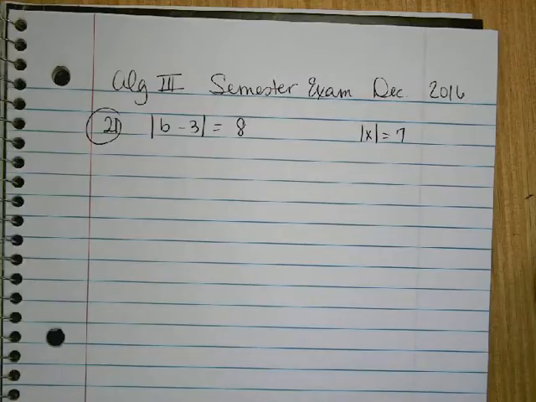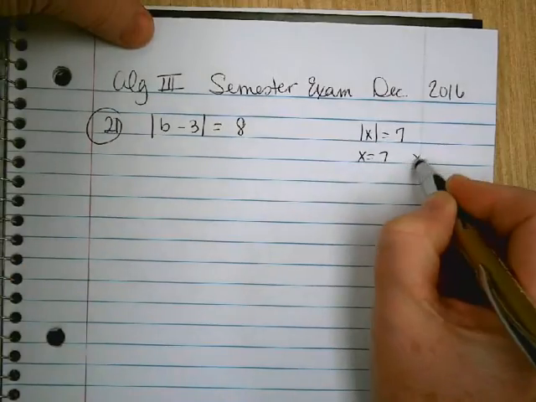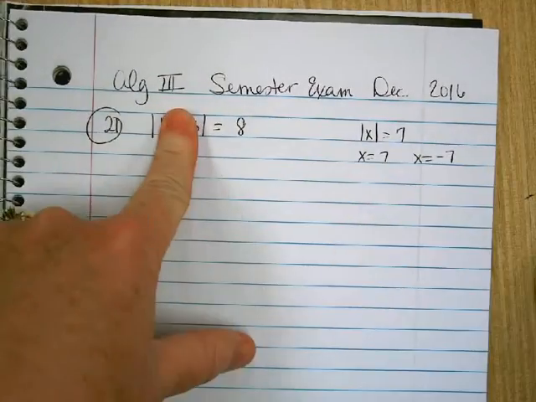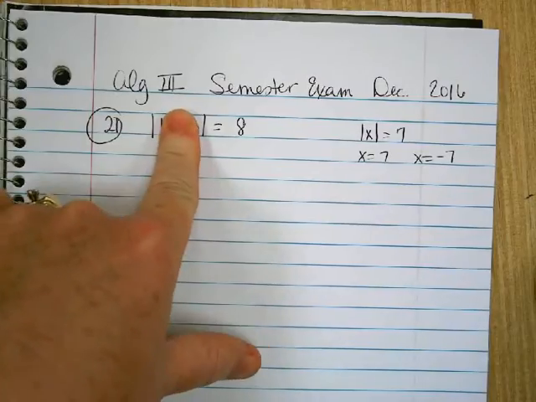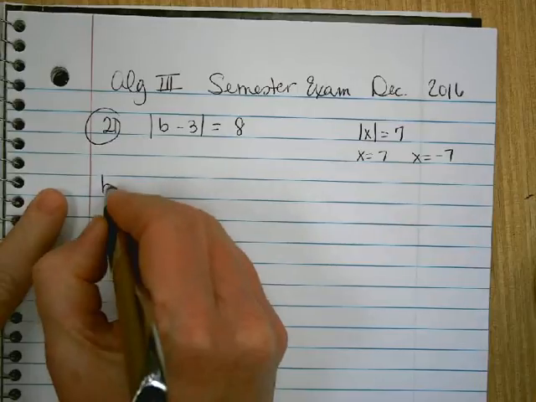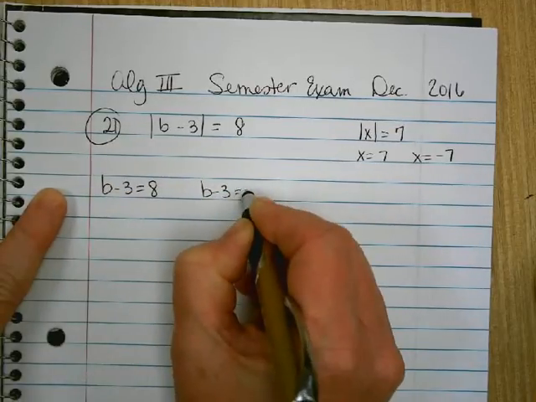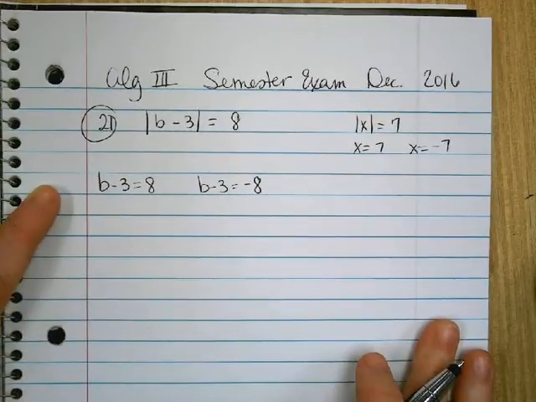What could your numbers be? What numbers would have an absolute value of 7? 7 and negative 7. So the absolute value of the stuff under my finger is either equal to 8 or negative 8. So, b minus 3 equals 8, or b minus 3 equals negative 8. And then you solve.